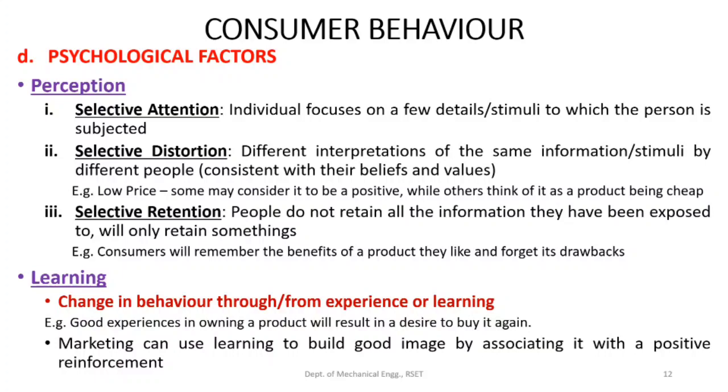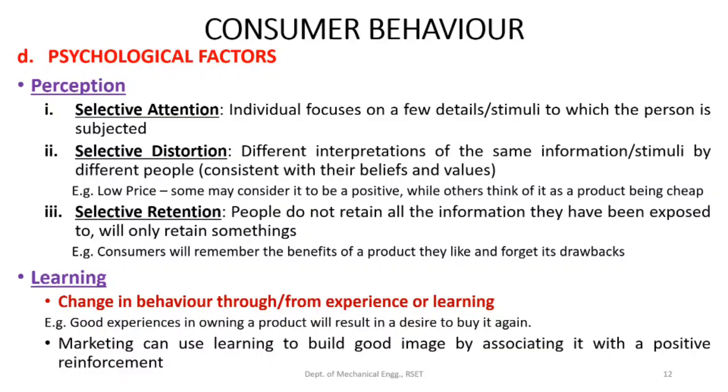The second kind of mechanism is called selective distortion, where we have different interpretations of the same information or stimuli by different people. Now, this difference in interpretation may be due to their differences in beliefs and values. People will try to interpret information and make it consistent with their beliefs and values. So this might result in different kinds of interpretations for the same information or stimuli.